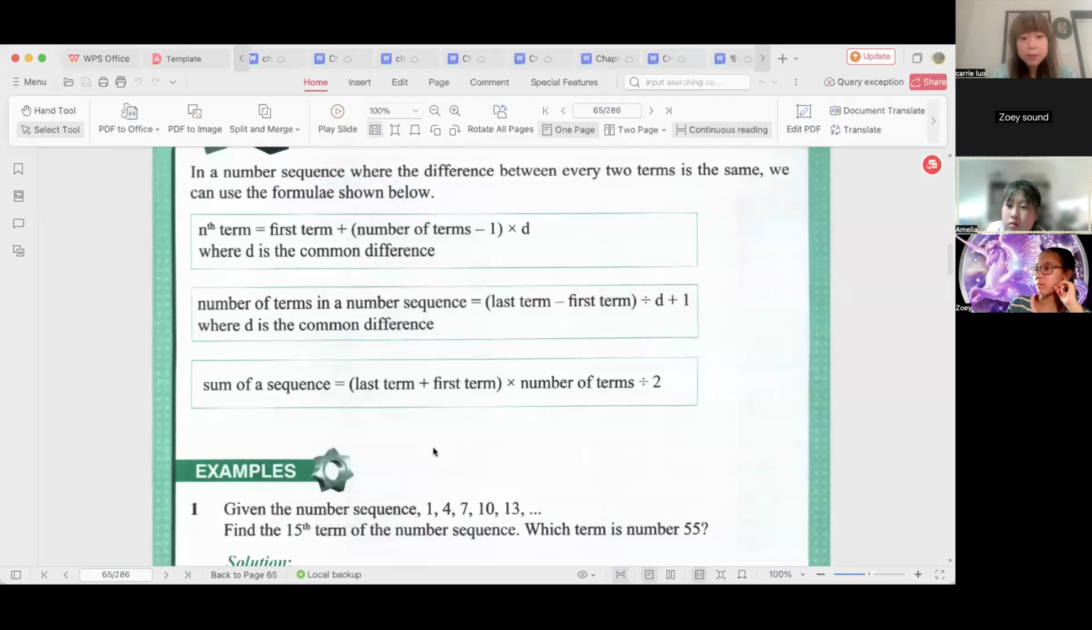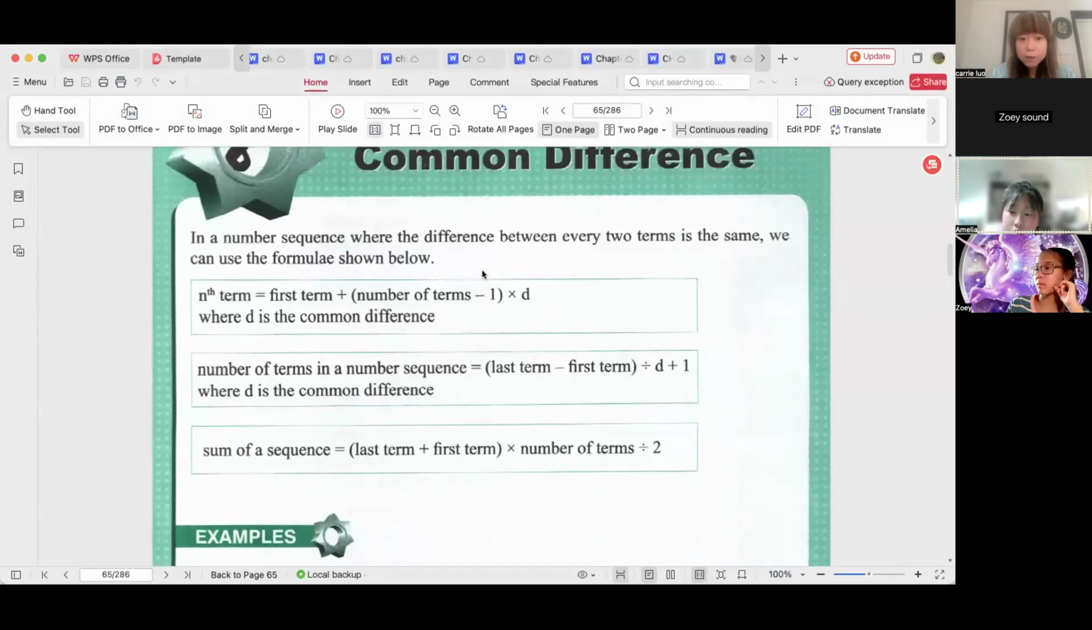Okay, so let's take a look at this one. In a number sequence where the difference between every two items is the same, we can use the formula shown below: nth term equals first term plus (number of the term minus 1) times d, where d is the common difference. What does it mean? Let me just explain this formula first, okay?